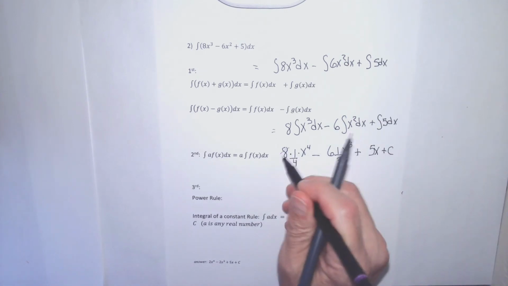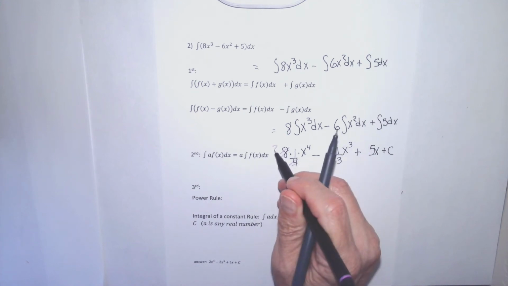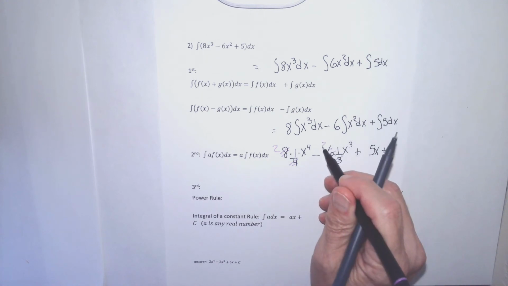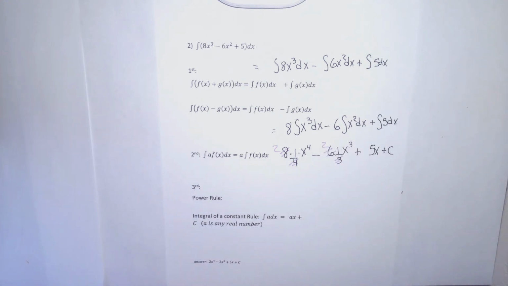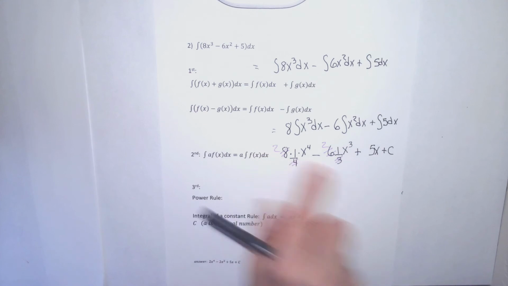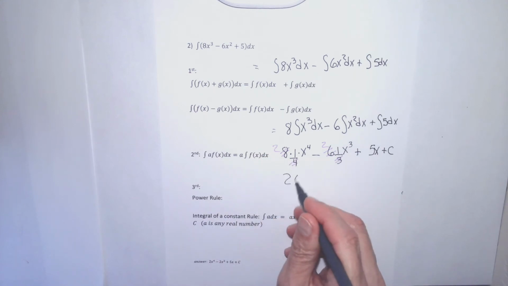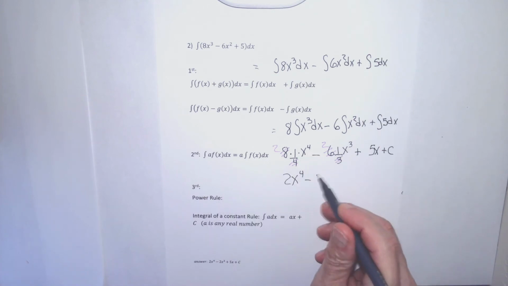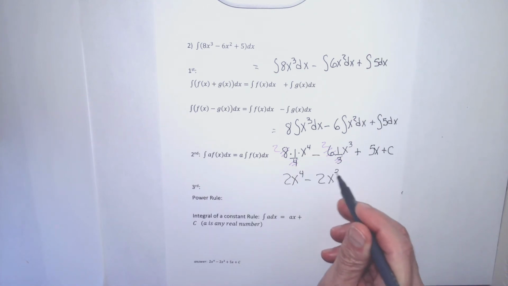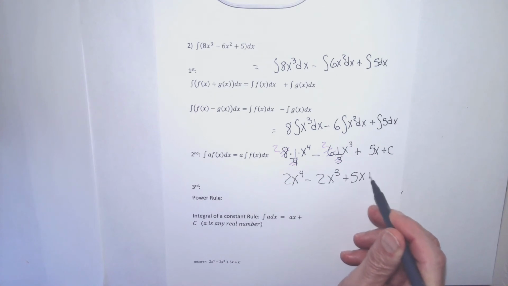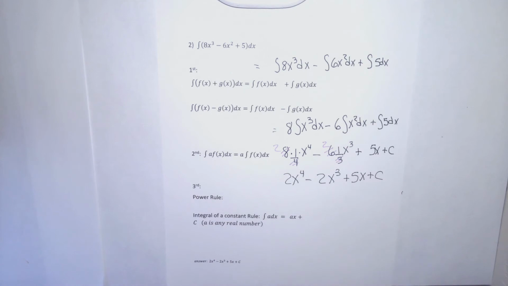Now, same canceling for the first as problem 1. Second canceling, 6 and the 3 cancel, 6 becomes a 2, the 3 goes away. No canceling for the last piece. So all my fractions are gone. First term is 2 times 1 times x to the 4th, that's going to be 2x to the 4th. Second, 2 times 1 times x cubed, that's going to be 2x cubed. Third doesn't have any rewrite, it just stays a 5x. And the last is my plus c. And that's it for problem 2.